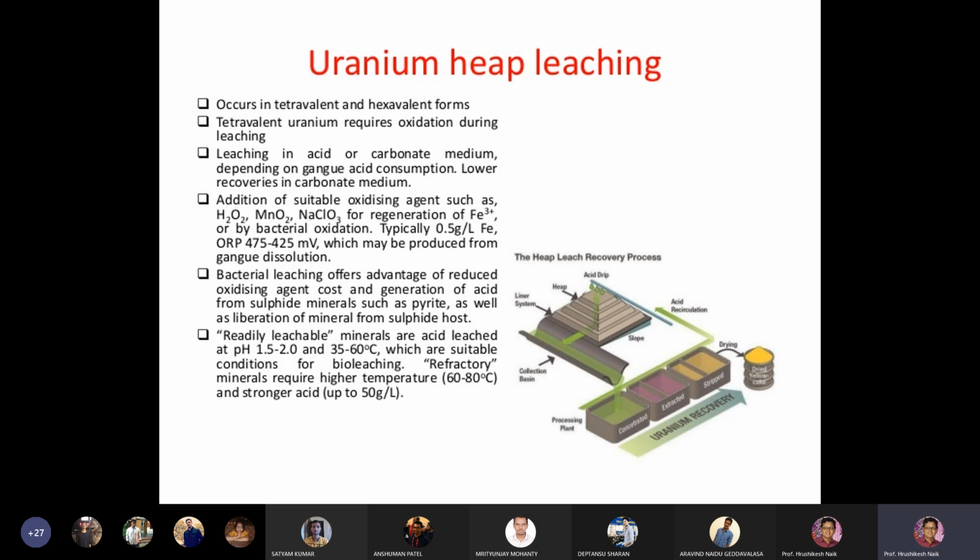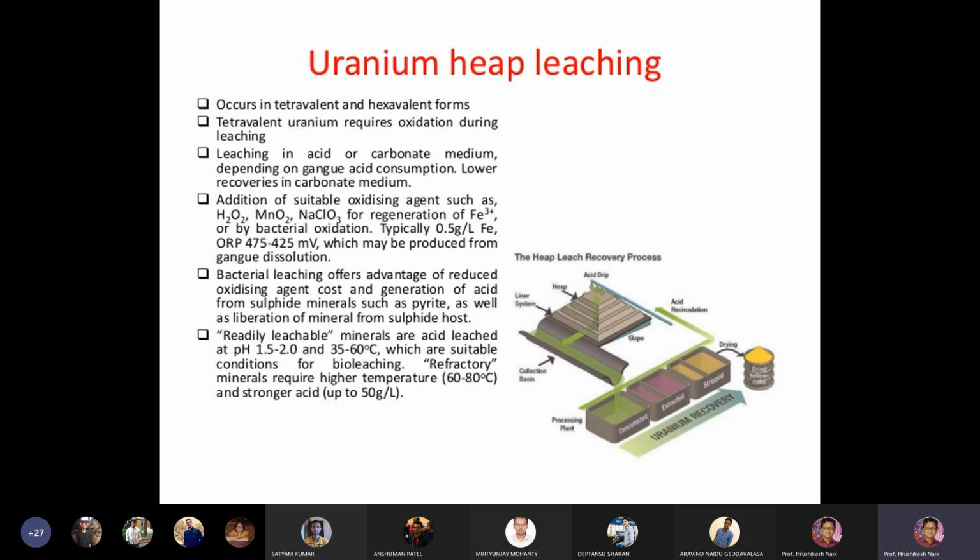In the case of uranium heap leaching, you get 85% production. Uranium occurs in tetravalent or hexavalent form. Tetravalent uranium requires oxidation during the leaching process. Leaching is done in acid or carbonate medium, depending on gangue and acid consumption, with lower recoveries in carbonate medium.